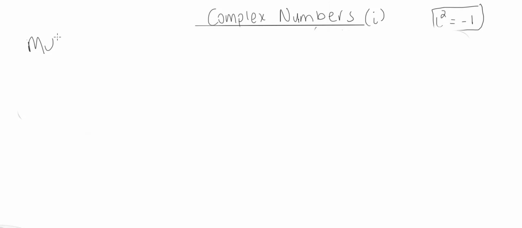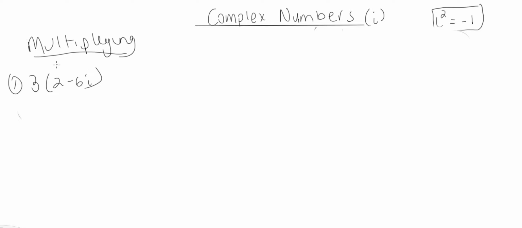So for multiplying complex numbers, let's say I have a 3, I'll just call this example 1, and you also want to write it in standard form. So I know here I'm multiplying because there is no sign between the 3 and the 2, so that is the same thing as multiplication. I'm going to use the distributive property here, where you will say 3 times 2 is 6, 3 times negative 6i is negative 18i. So I don't have an i squared there, so I'm good to go. All right, let's do another example.